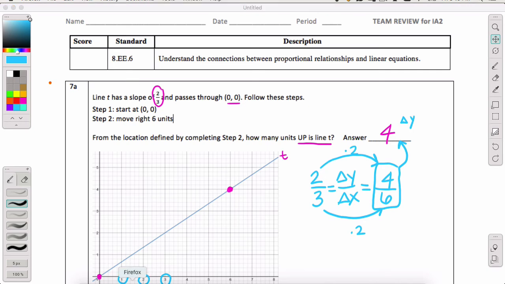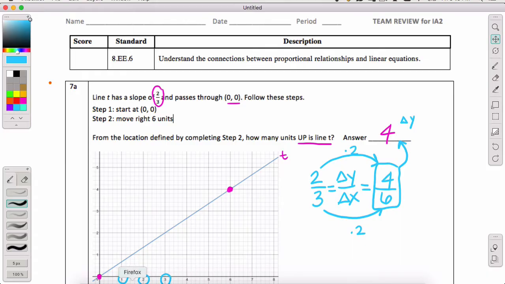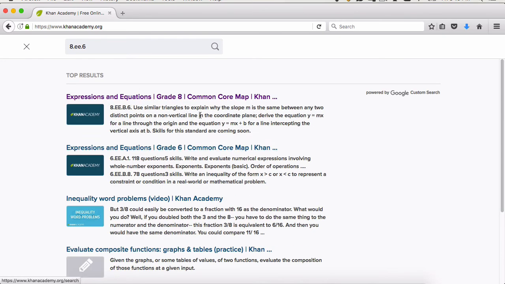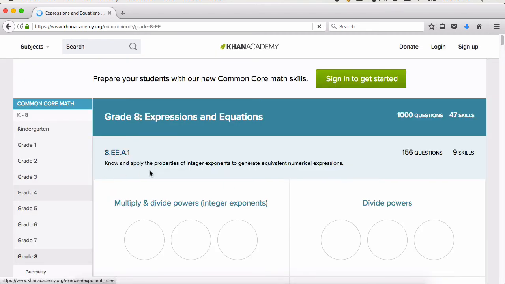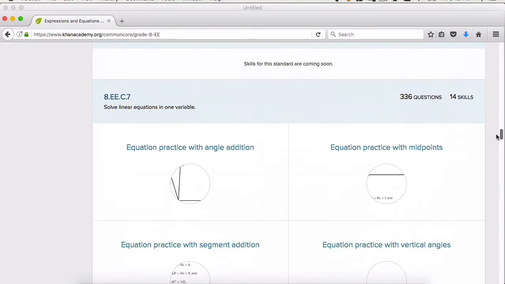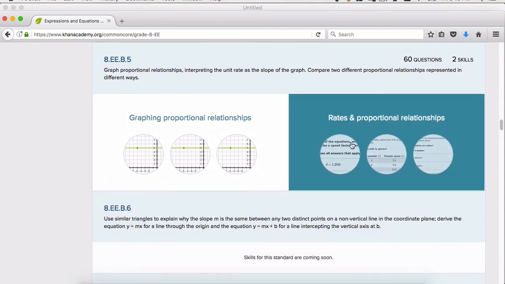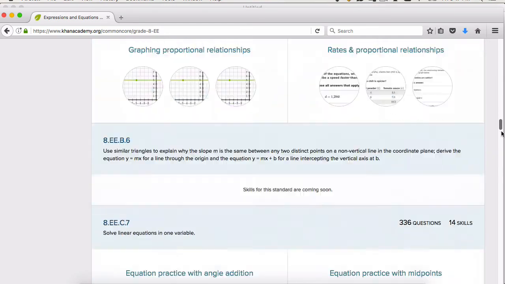I'm going to open up Firefox, and I'm going to go to Khan Academy. I'm going to type in the standard we were just working on, which is 8.EE.6, and down here I'm going to click on what popped up, and this says 8.EE.1. I want to go down to 6, so I'm going to scroll down till I find 8.EE.6, and it says skills for the standard are coming soon, so it's not really going to help me very much, but graphing proportional relationships is related to that, so that could be a standard, and then graphing linear equations is also related to that.